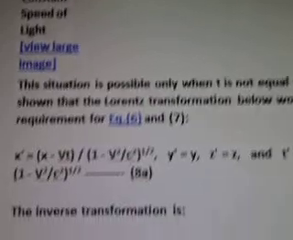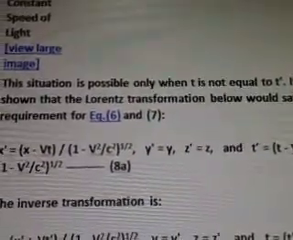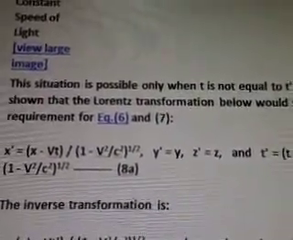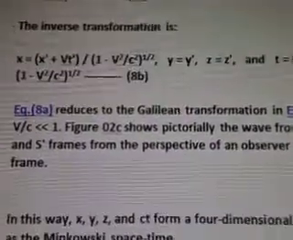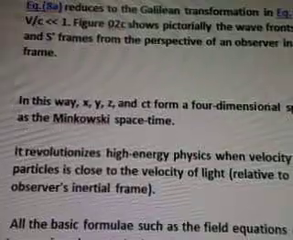This situation is possible only when t is not equal to t'. It can be shown that the Lorentz transformation below would satisfy the requirement. So here's all the calculations. You can look at them on Wikipedia, okay? It talks about Minkowski space-time, and how in high energy physics, when the velocity of particles is close to the velocity of light, that comes up. Okay, so that's the end of that video.